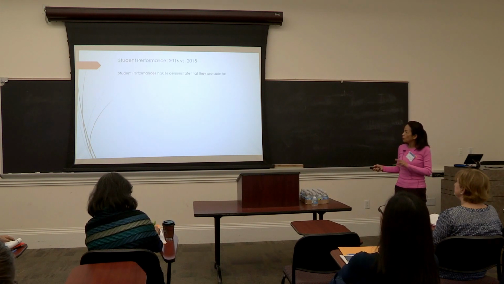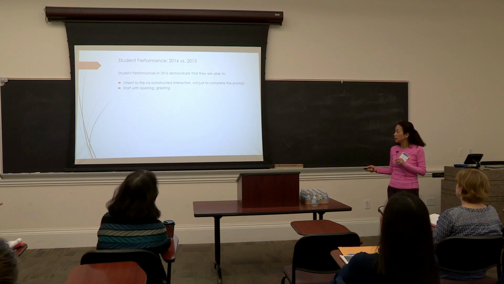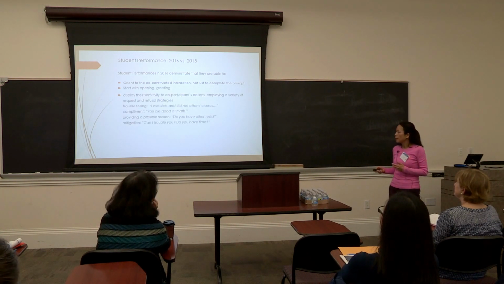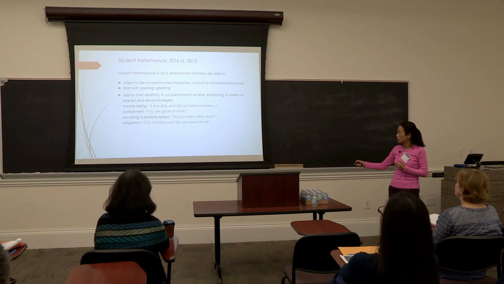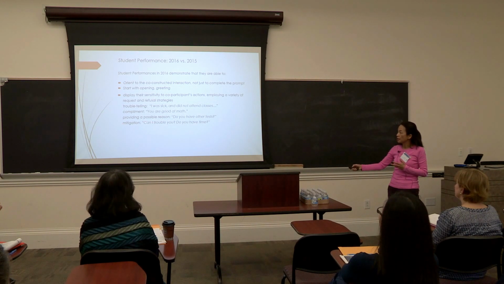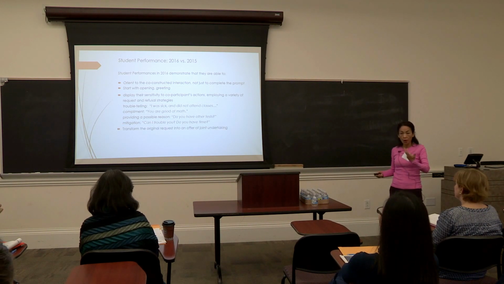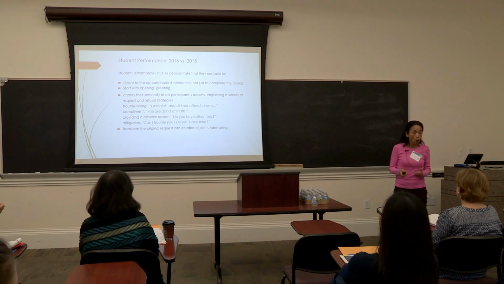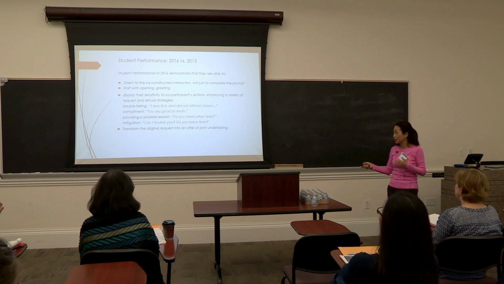All right, so if we see the performance here, students in 2016 are able to orient to their co-constructed interaction, not just complete the text. They start with greeting, and they display their sensitivity to their participants' actions. So we see a lot of different strategies they use: telling the trouble, compliment, providing a possible reason, mitigation, and then they transform the request into an offer, right?